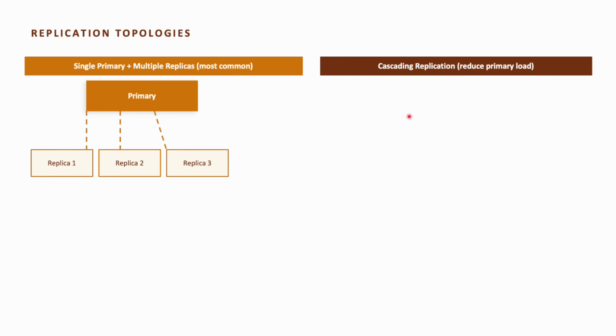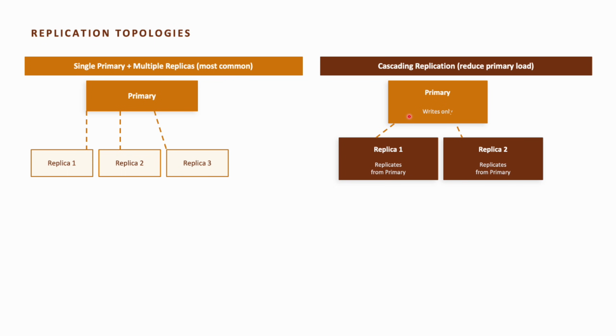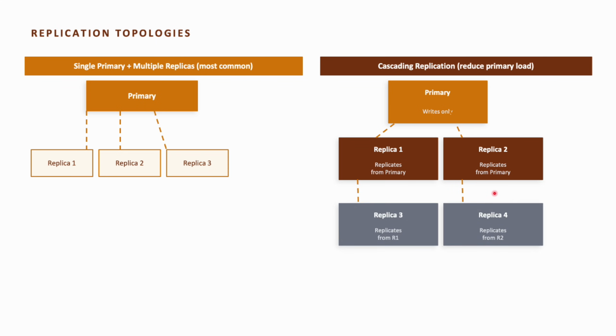When you need more replicas, let's say 20 plus replicas, where the primary would be overwhelmed streaming to all of them, instead you create a tree. The primary streams only to replicas 2 and 3, which are the intermediate replicas, and those intermediate replicas stream to leaf replicas. Here you can see the primary only handles 2 replication connections, and this is how very large systems scale their read capacity nearly infinitely, right?